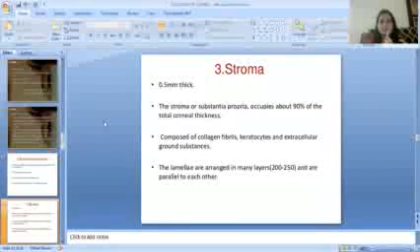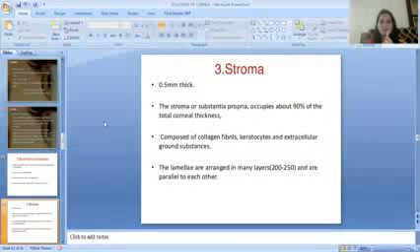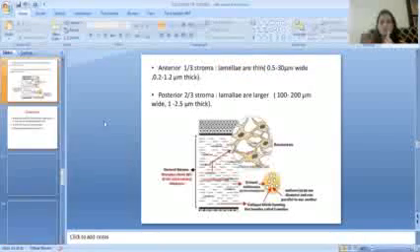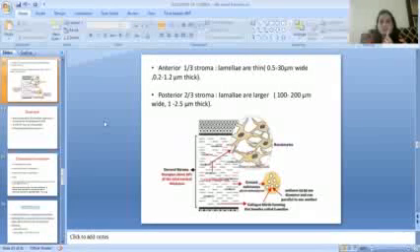Third layer is the stroma, which is 0.5 mm thick. The stroma or substantia propria occupies about 90% of the total corneal thickness, composed of corneal collagen fibrils, keratocytes, and extracellular ground substances. The lamellae are arranged in many layers, 200 to 250, and are parallel to each other. In the anterior one-third of the stroma the lamellae are thin, and in the posterior two-thirds of the stroma, the lamellae are larger.